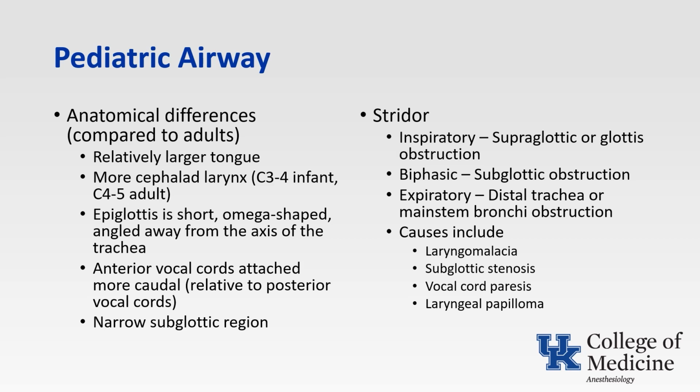Another keyword is stridor. As a reminder, inspiratory stridor is usually indicative of supraglottic or glottic obstruction. Biphasic stridor is usually a subglottic obstruction, and expiratory stridor is usually a distal trachea or mainstem bronchi obstruction. Causes are multiple but include laryngomalacia, subglottic stenosis, vocal cord paresis, and laryngeal papilloma.